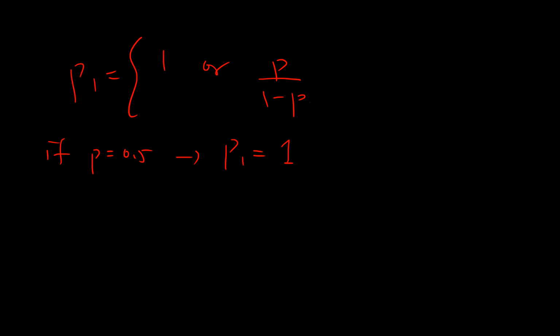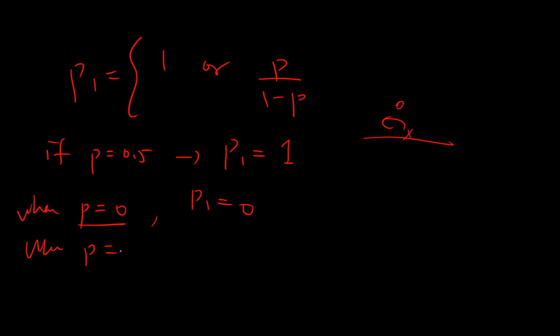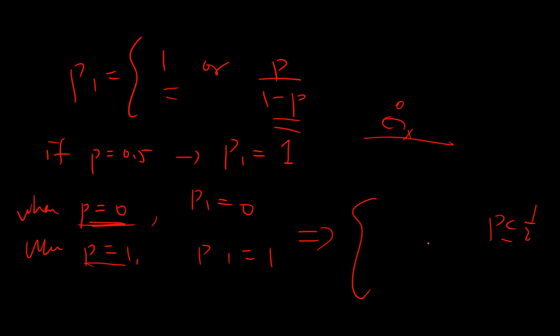Okay. So when p is 0, that means he must never go left, so he must survive, right? So p1 is 0. When p is 1, then he must die, right? So this tells you that when p equals 1, I should choose this, and when p is 0, I should choose this. So when p is less than half, I should choose this, and when p is larger than half, I should choose this. This is easy because 0.5 is the threshold. If your probability of going left is larger than 0.5, then you must die.